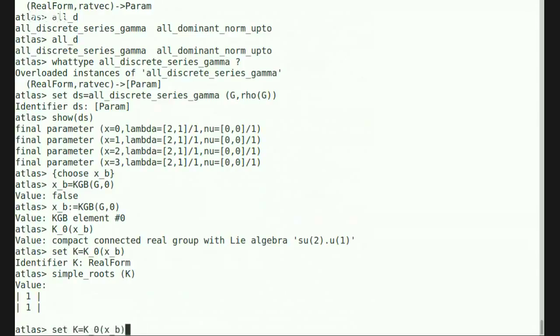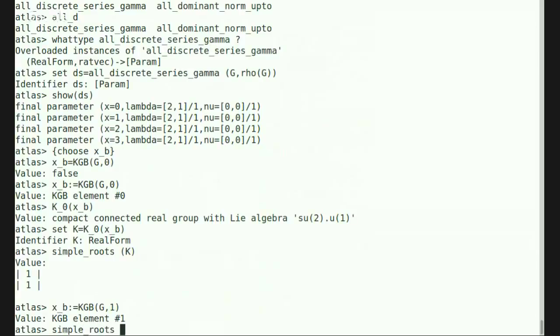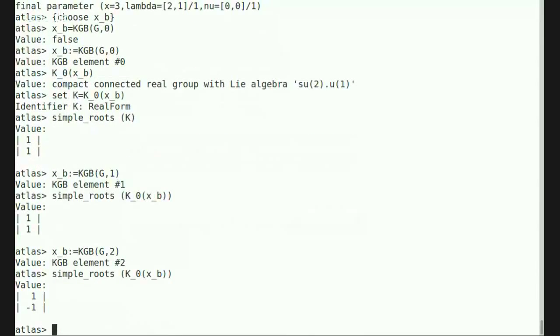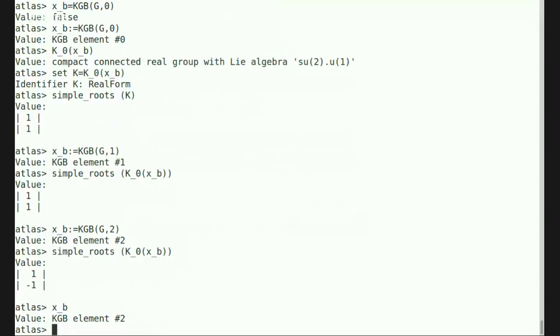So let's set x equal to kgb 1, and let's look at the simple roots of k naught of this xb. Still 1, 1. Let's try 2 and look at the simple roots of this. There we go. So somehow kgb element 2 is the one which is going to give me the coordinates which I'm most familiar with. So let's use xb equal to kgb element 2.